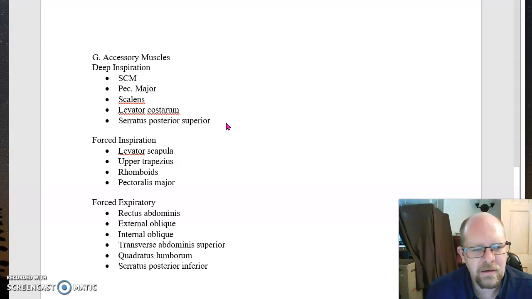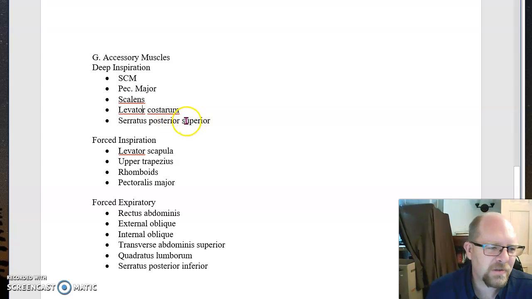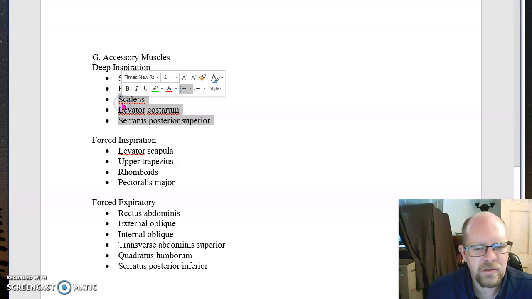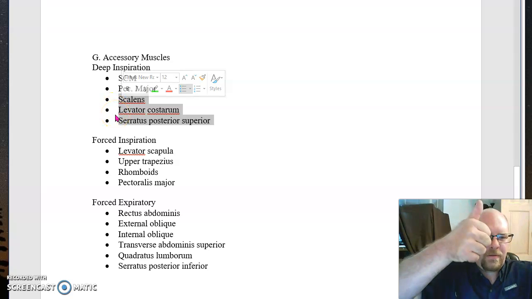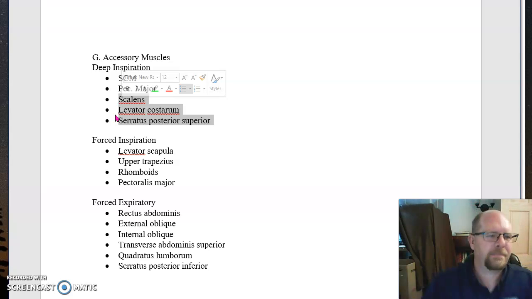Now, these are considered accessory respiration or inspiration muscles: sternocleidomastoid, pec major, scalenes, levator costarum, serratus posterior superior. Some of these muscles we've looked at, some of them we haven't. So these two here, actually it would be these three here. Just recognize that they're accessory breathing muscles for inspiration. They're going to lift the thoracic cage up.